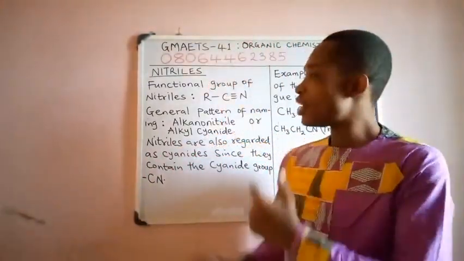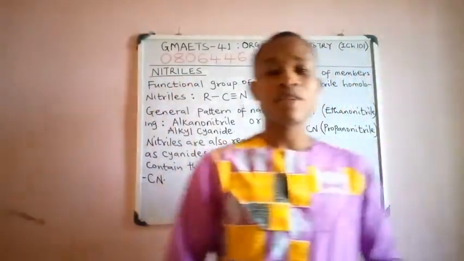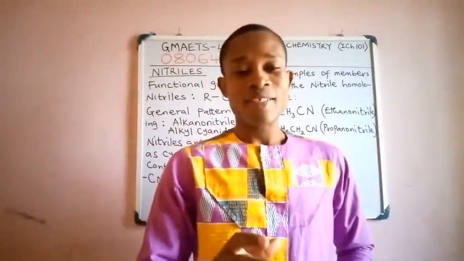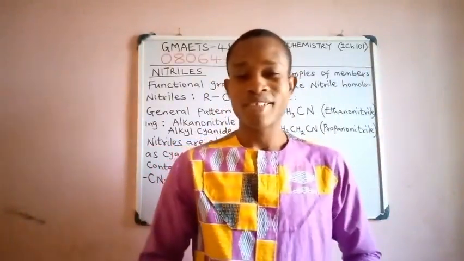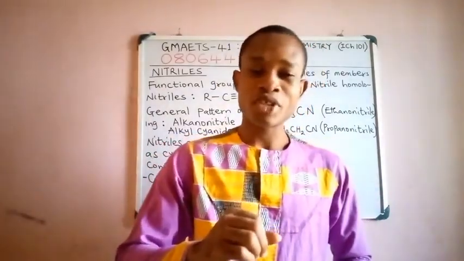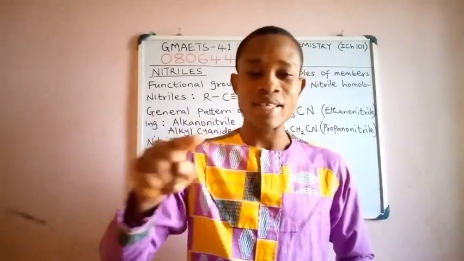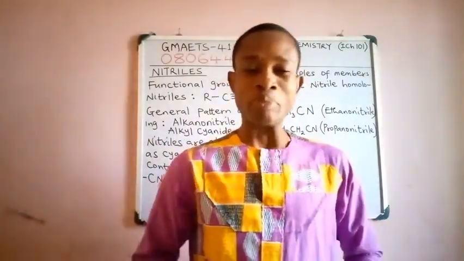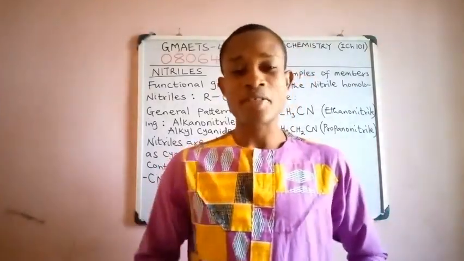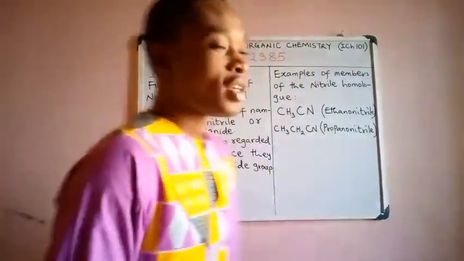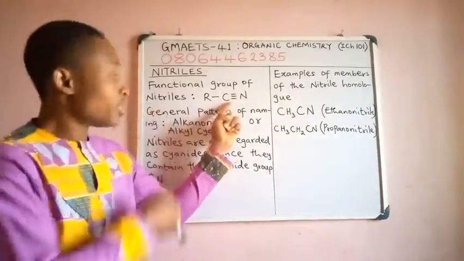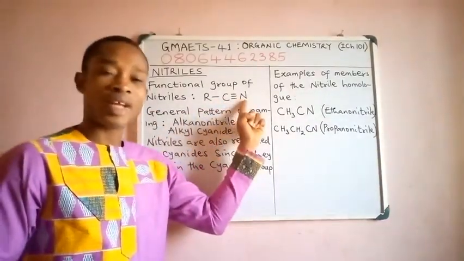Today we are going to look at the topic nitriles in organic chemistry. What is the functional group of nitrile? Nitriles generally are identified by the functional group RCN, where R represents the alkyl group. Then the CN is the cyanide group. The functional group is written like this: R-C triple bonded to nitrogen.